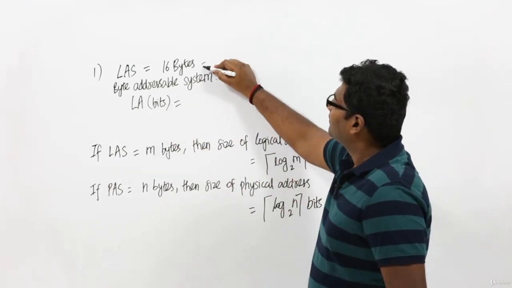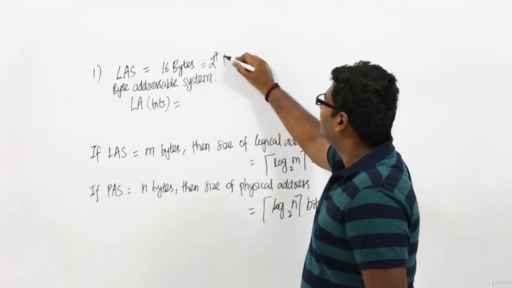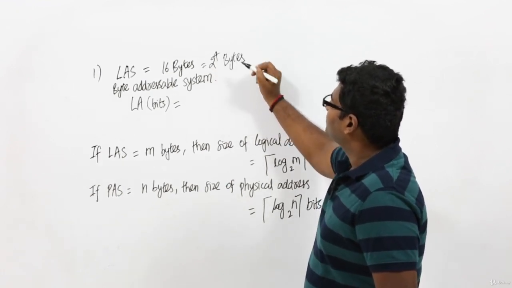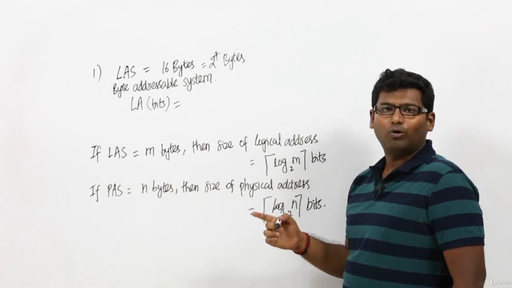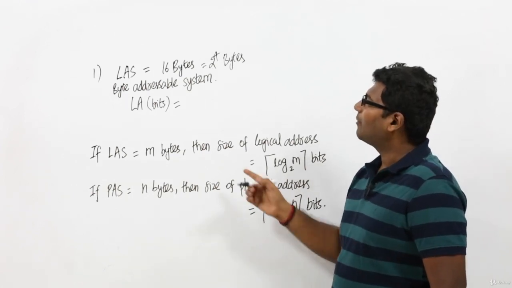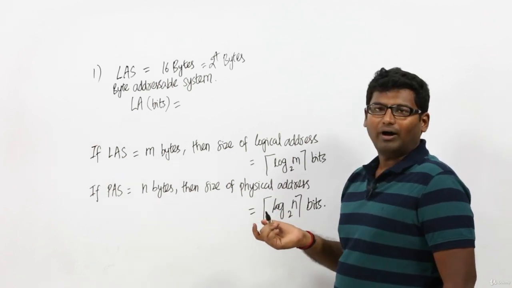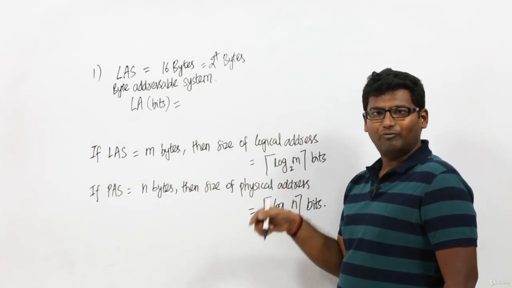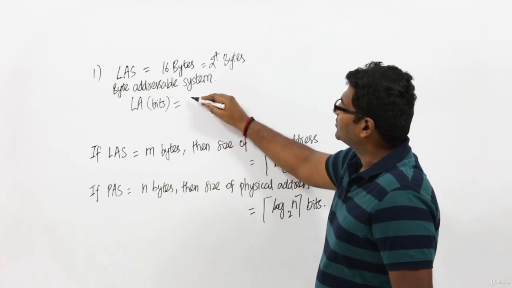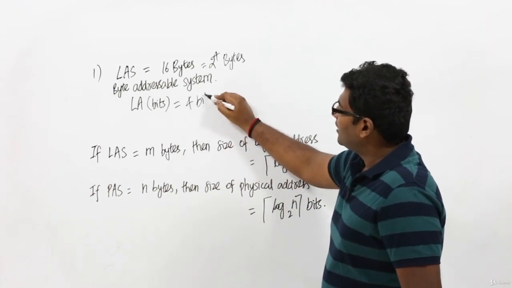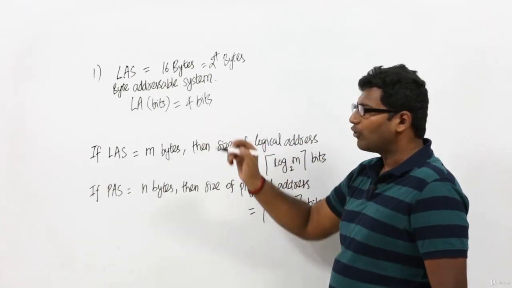16 bytes is nothing but 2 power 4 bytes. Now, in order to indicate 2 power 4 bytes, assuming that every byte is given an address, we need exactly 2 power 4 addresses, right? In order to generate 2 power 4 addresses, we need 4 bits, right? We need 4 bits. Now, how did I get this 4 bits?